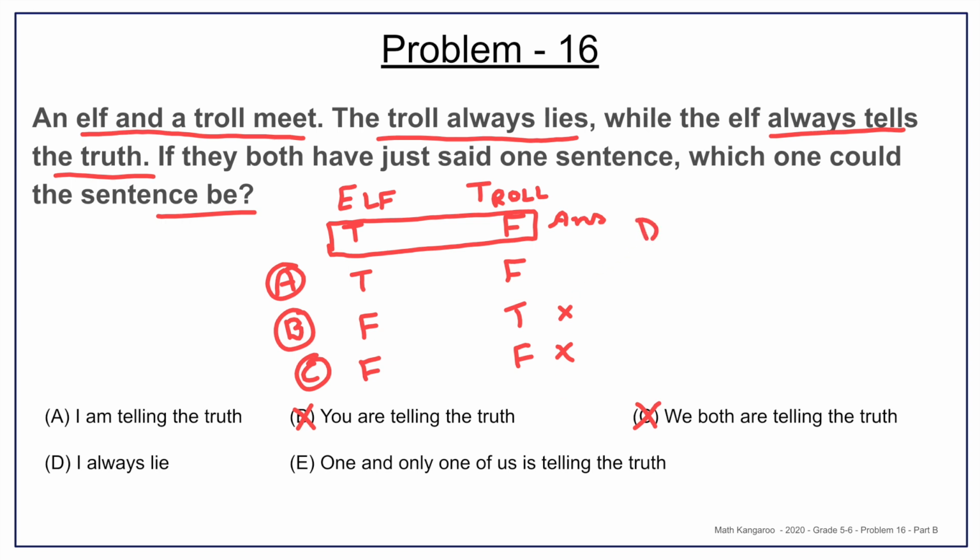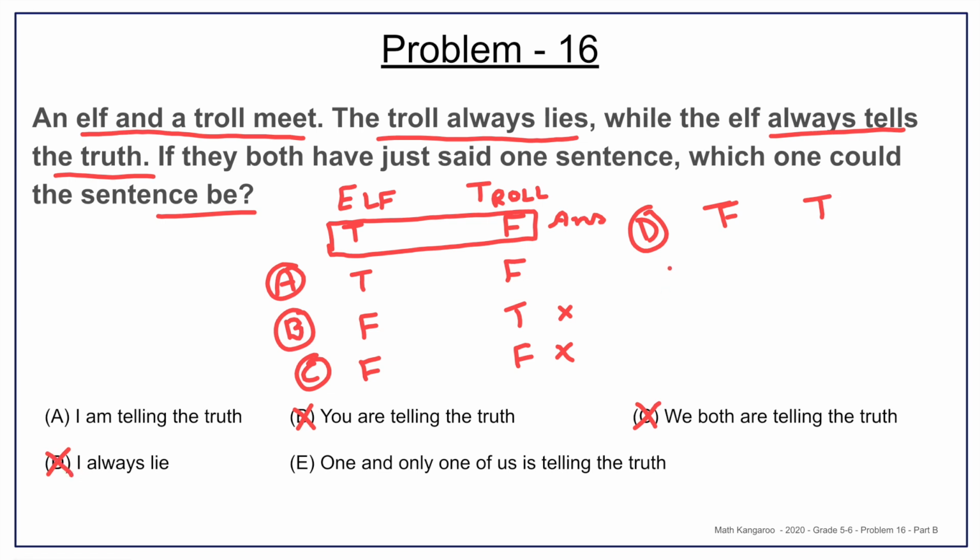Let's try option D. "I always lie." If the elf says this, it's a lie, but elves can't lie, so that is a false statement. If the troll says "I always lie," yes, they will lie, but they can't tell the truth. Impossible, but they are telling the truth here. So this is not a combination we are looking for. So again, option D is not our answer.